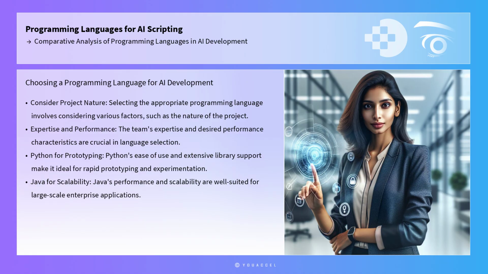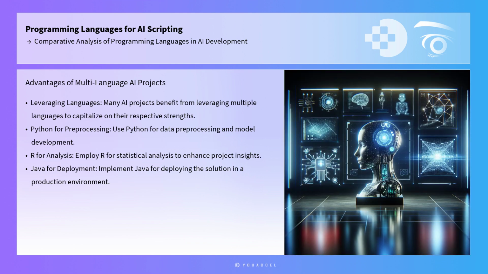Selecting the appropriate programming language for AI development involves considering various factors, such as the nature of the project, the team's expertise, and the desired performance characteristics. For instance, Python's ease of use and extensive library support make it ideal for rapid prototyping and experimentation, while Java's performance and scalability are well suited for large-scale enterprise applications. Julia's high-performance capabilities make it a strong contender for computationally intensive tasks, and R's statistical strengths are invaluable for data-driven projects.